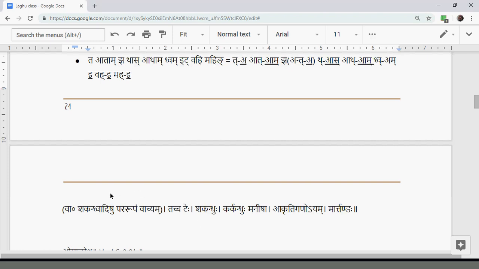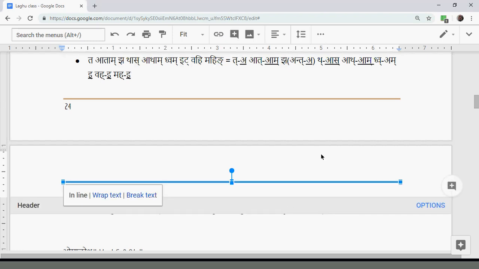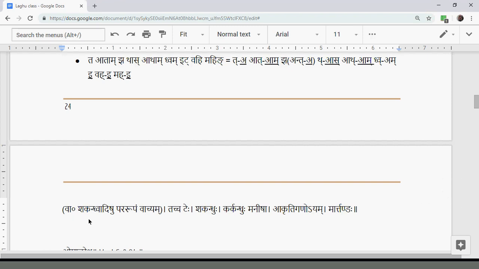Let's move on. Vartika. Vartika says what? Laghukara brings in a Vartika. He says, Shakandvadishu Pararupam Vachyam. What should have been said is Shakandvadishu. There is a Gana. Katyayana was another Vyakarana, and Katyayana Muni made an Akriti Gana, a Gana starting with Shakandu. Shakandu is one Shabda.